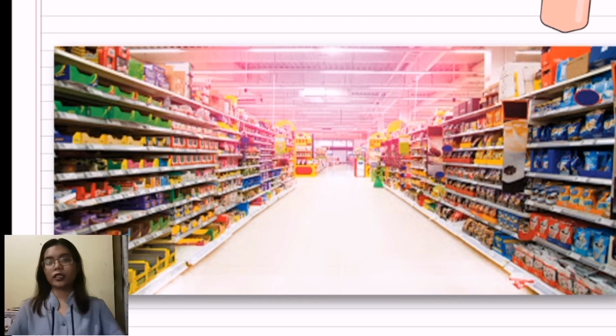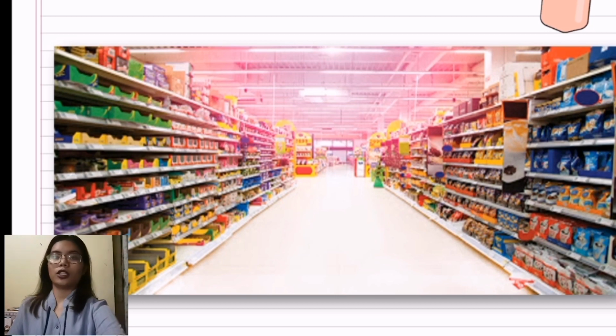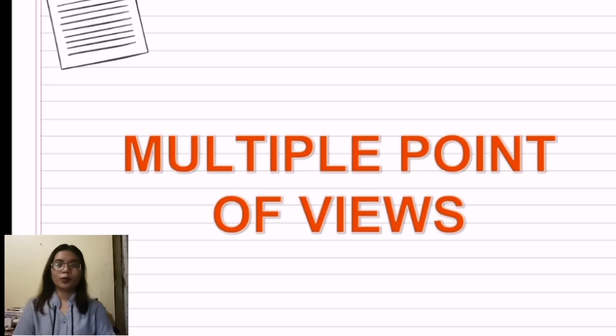Next picture, it is a wide picture of a supermarket. You can see the right side and the left side, and you can all see what's on that aisle. Okay, why did I show you those pictures? Because our topic for today is multiple points of view.